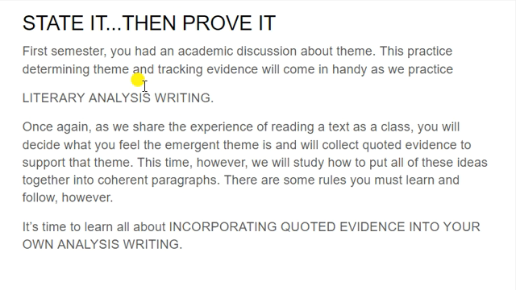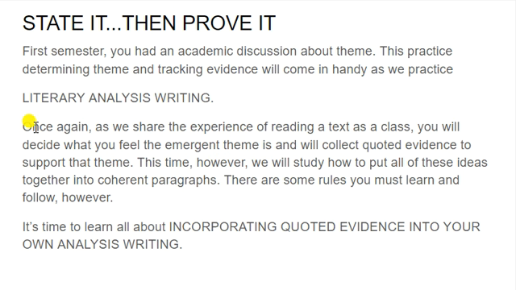Because you're going to use that theme and evidence that you collect for this text, and you're going to put it together into literary analysis writing. What does that mean? Those are fancy words, Ms. Harrison. Literary analysis. Literary has to do with literature, right? Analysis, you're analyzing the literature in writing.